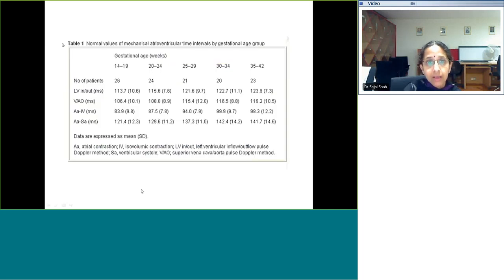And then we have normal values available for different gestational ages for the PR interval, or the mechanical atrioventricular time interval. As gestational age proceeds, there's a little difference in the PR interval measured, and it also differs based on the technique. But on average, it ranges between 80 to 90 to 120 milliseconds. So this chart can be taken as a standard reference chart to understand whether the PR interval is within the normal range or not.